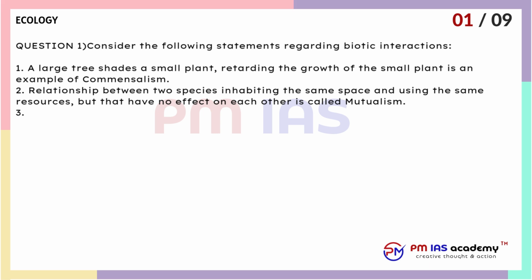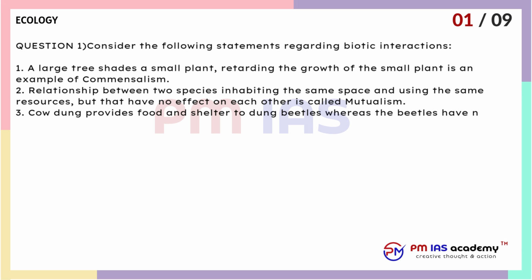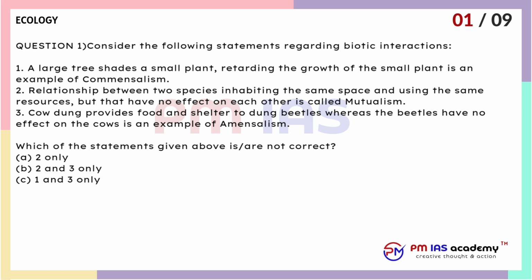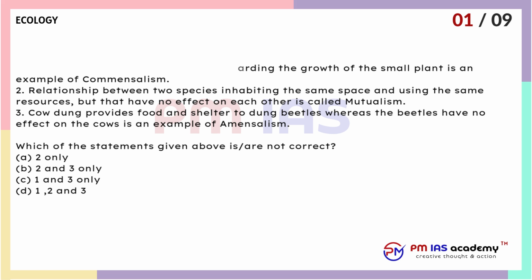3. Cow dung provides food and shelter to dung beetles whereas the beetles have no effect on the cows, is an example of amensalism. Which of the statements given above are not correct? A. 2 only. B. 2 and 3 only. C. 1 and 3 only. D. 1, 2 and 3.